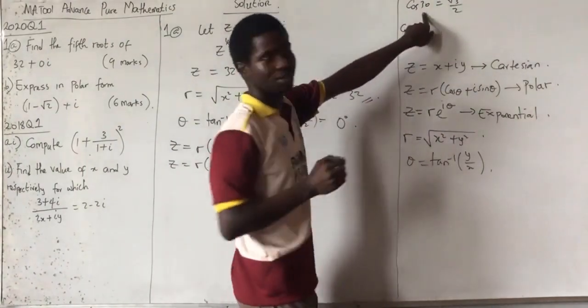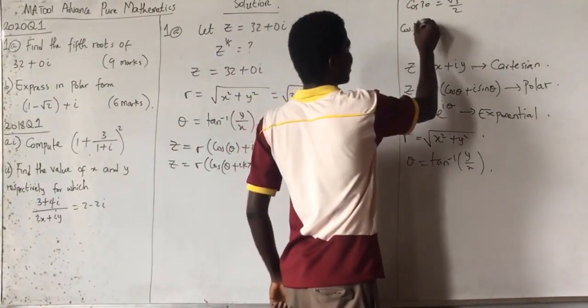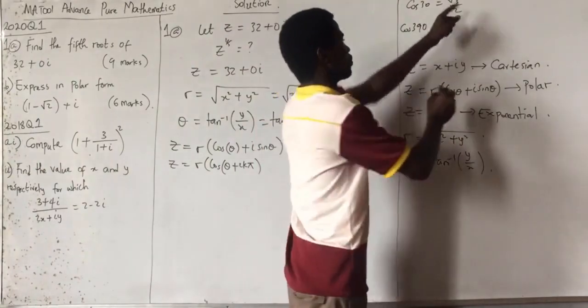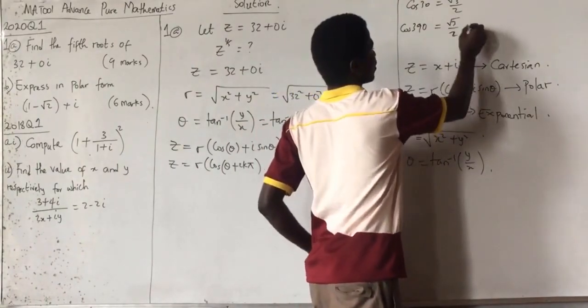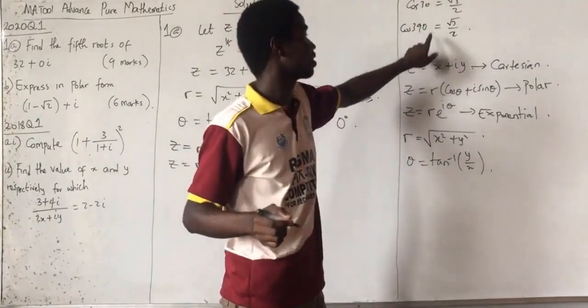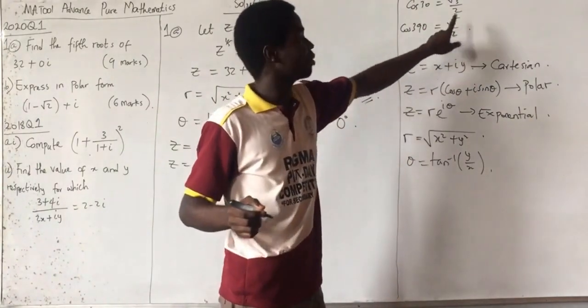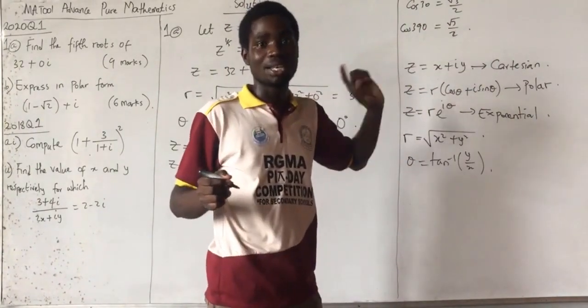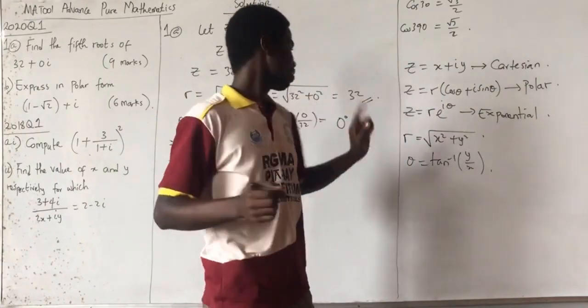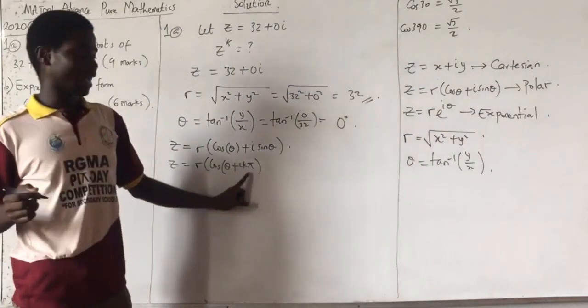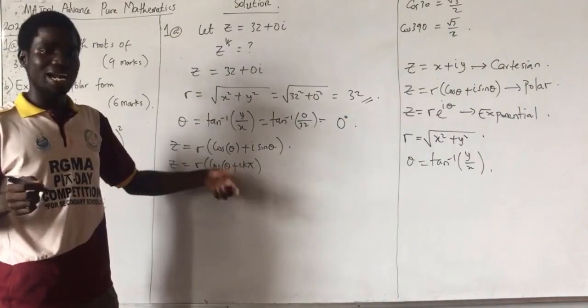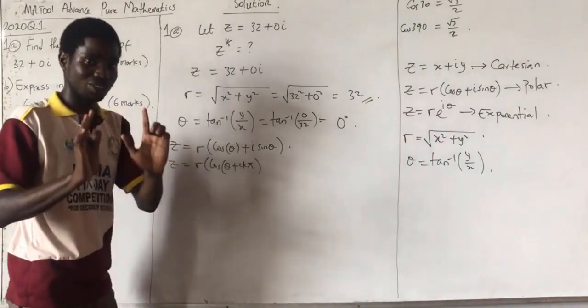If you add 360 to 30, that's 390. If you press cos 390, you will still get root 3 over 2. In fact, if you add another 360 to it and press cos, you will still get root 3 over 2. They are always the same. The same thing happens to sine and tan as well. So that is why they are adding 2k pi. This k is just a counter. Just leave it that way, you will still understand what I'm trying to say.